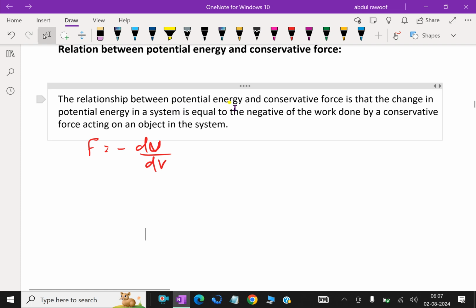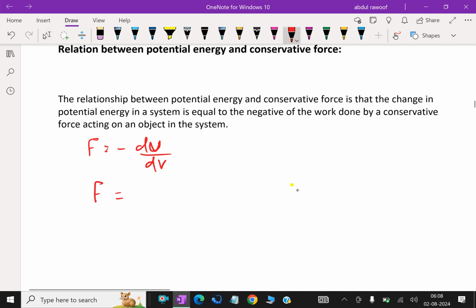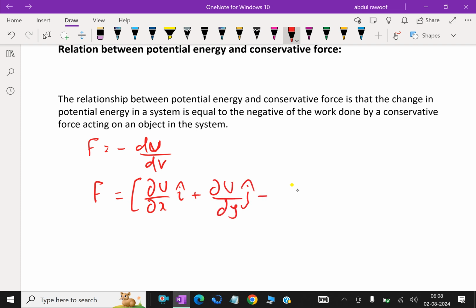Relationship between potential energy and conservative force. Next is another case, F equals del U by del x, i vector, plus del U by del y, j vector, plus del U by del z, k vector.